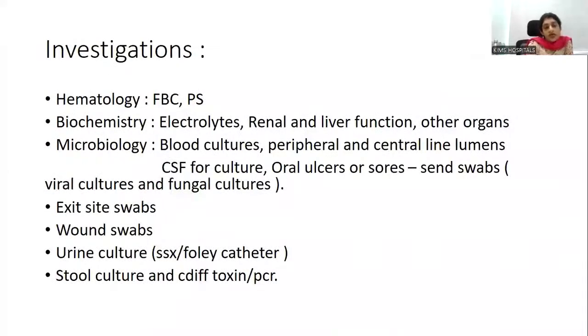So how do we investigate? We first have to do a CBC with peripheral smear. In the biochemistry, we have to get the electrolytes, renal and liver function, and other organ-specific blood tests. In the full blood count and peripheral smear, if there's a viral illness, we could find some toxic granules or similar findings. So we should get a peripheral smear in that sense.